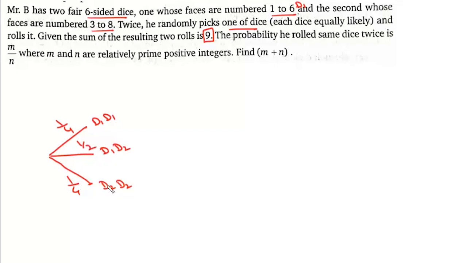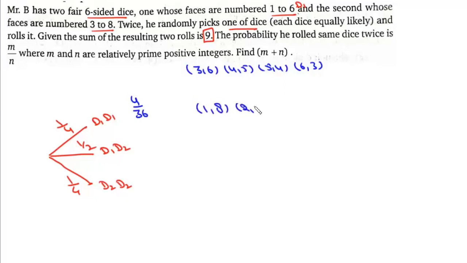So these 3 are mutually exclusive and exhaustive cases. Now if he has thrown the regular die both times, then the sum could be 9 if it is 3,6, 4,5, 5,4 and 6,3. In that case, this probability will be 4 by 36.